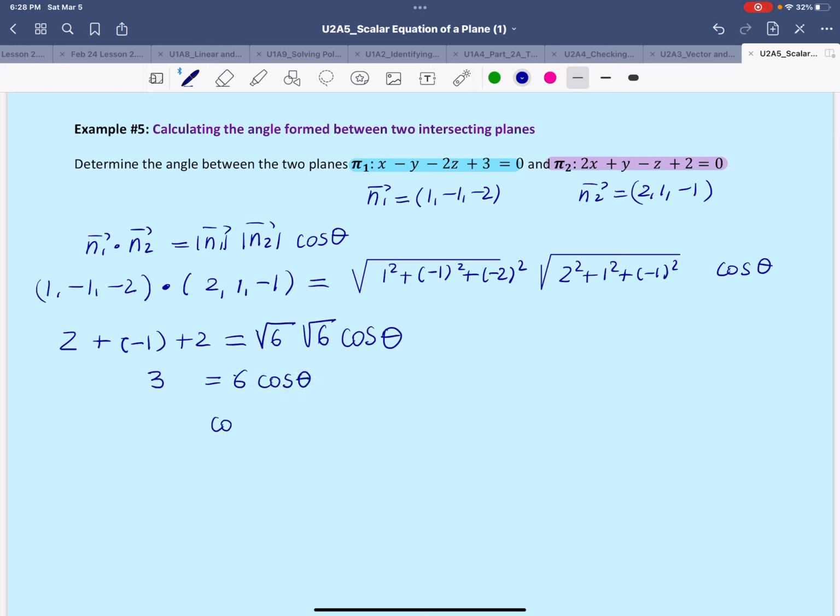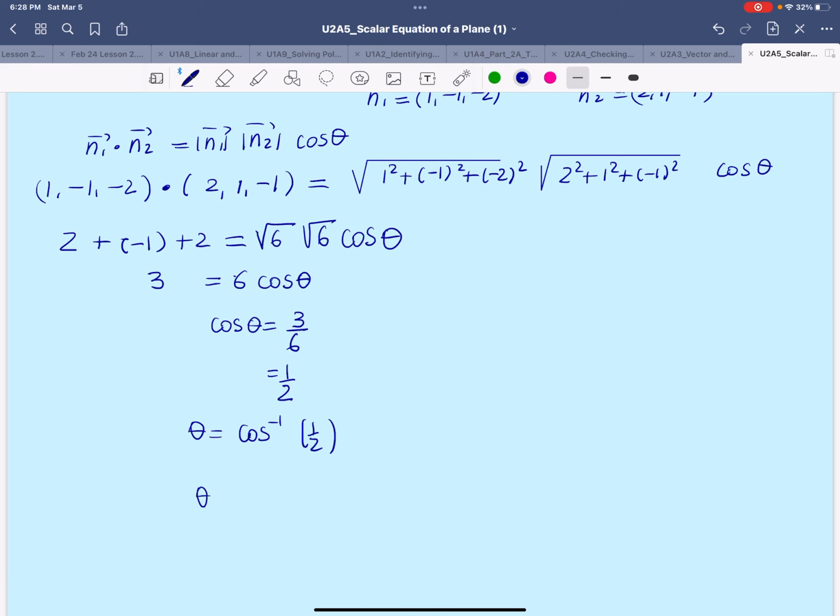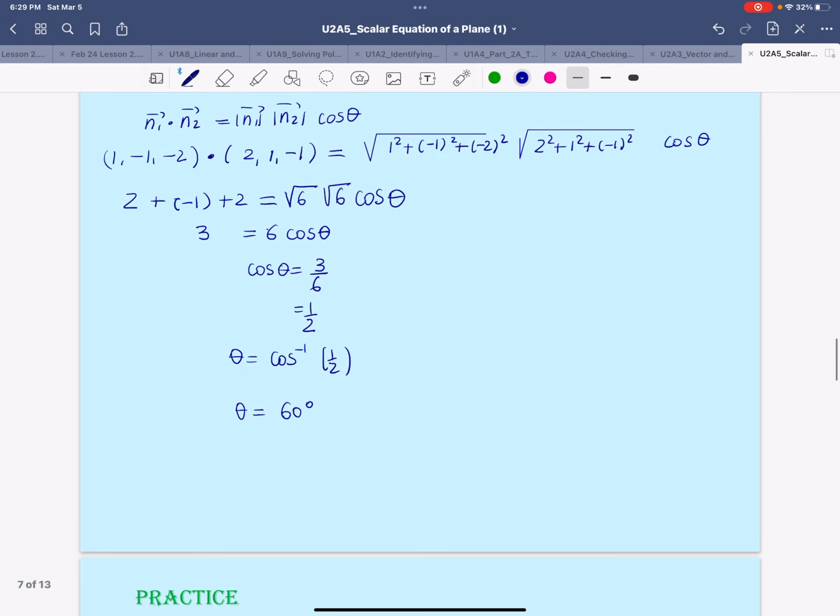So that makes cos theta equal to 3 over 6 or 1 over 2, which makes angle theta equal to inverse cos of 1 over 2. And that would be the angle 60 degrees. So the two planes will make an angle of 60 degrees with one another.